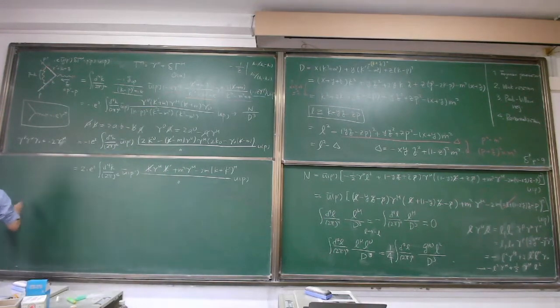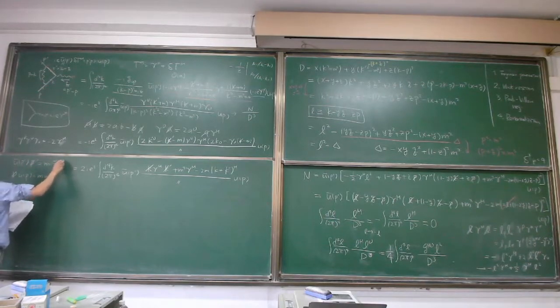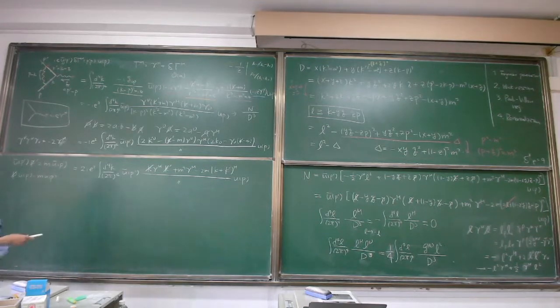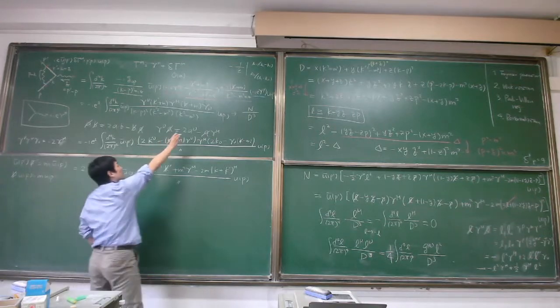So we just apply the following rule. P slash of u of p is equal to, again, u of p and u bar p prime, p slash m times u bar of p. And then again we just apply... Where did I erase already? Oh, this one. We just apply this way.